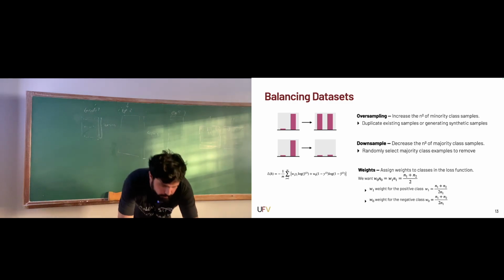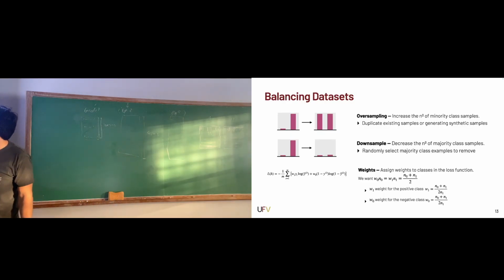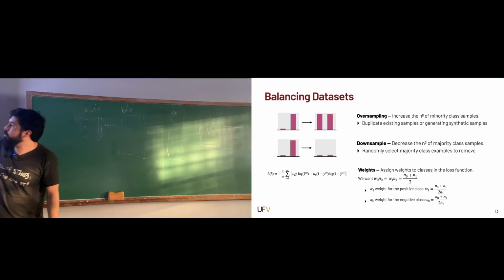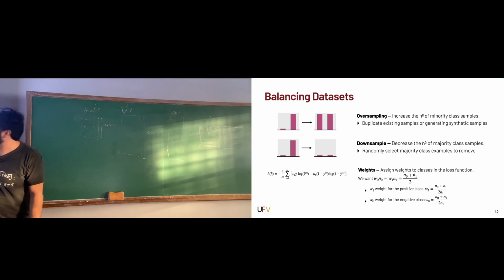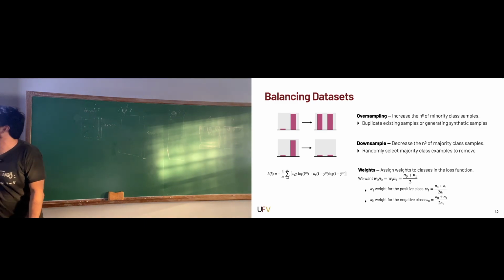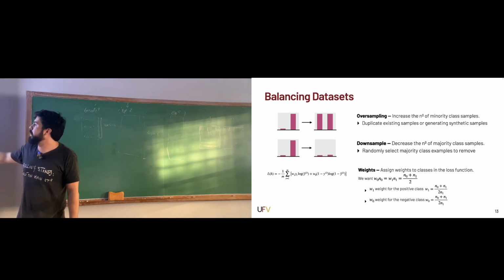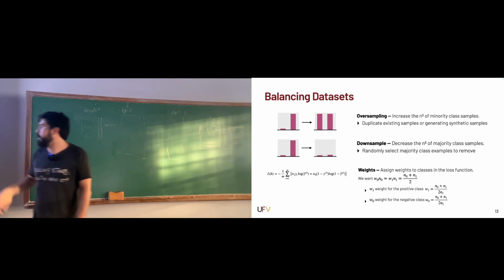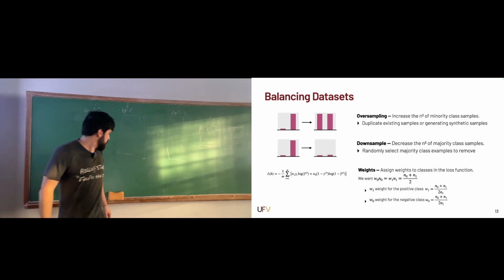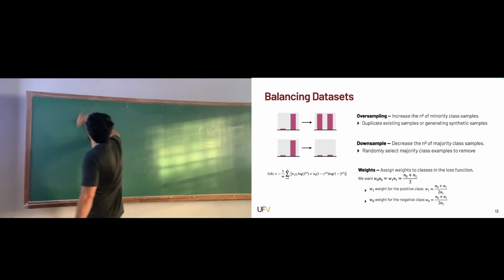I want W0 times N0 to be equal to W1 times N1, and I want these two to be equal to the sum of the two example counts divided by 2. So I'm going to solve this equation for W0 and W1, and then I would get this. W1 would be N0 plus N1 divided by 2 times N1, and W0 would be N0 plus N1 over 2 times N0.